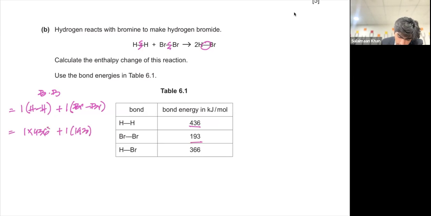1 multiplied by 193. What do we get, everybody? Please give me the correct answers. What do you get? 629. Thank you, Musa. So 629 kilojoules. That's the energy taken in during bond breaking.